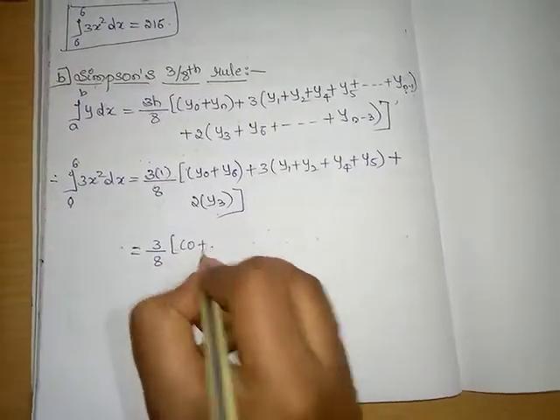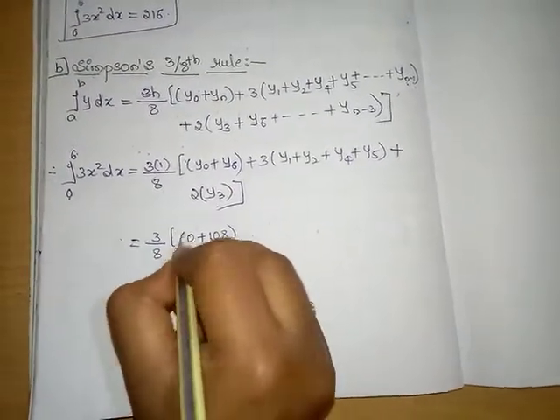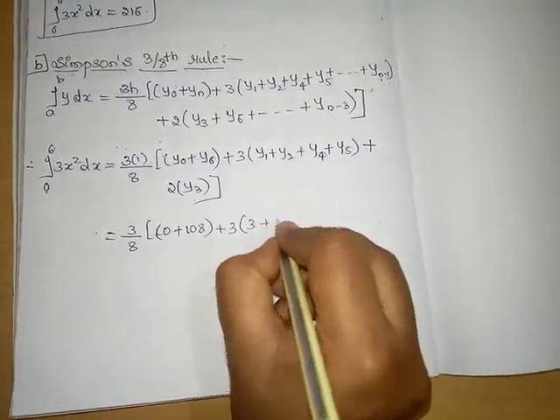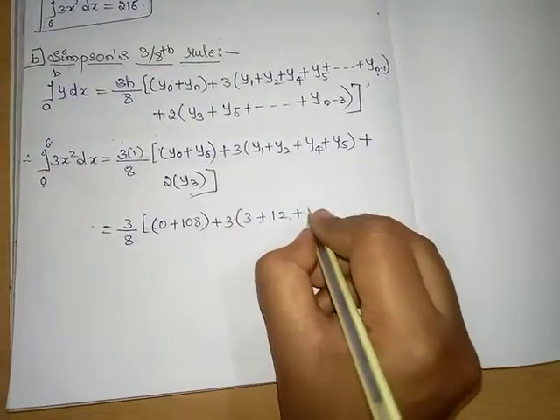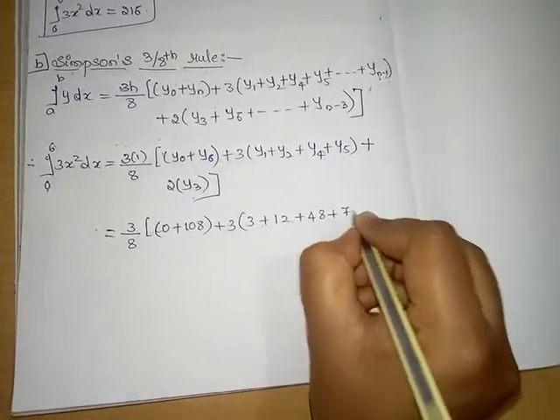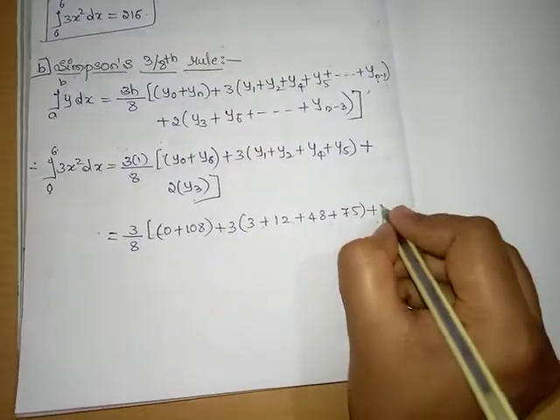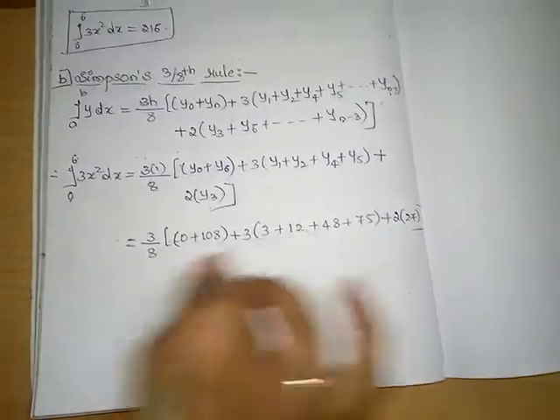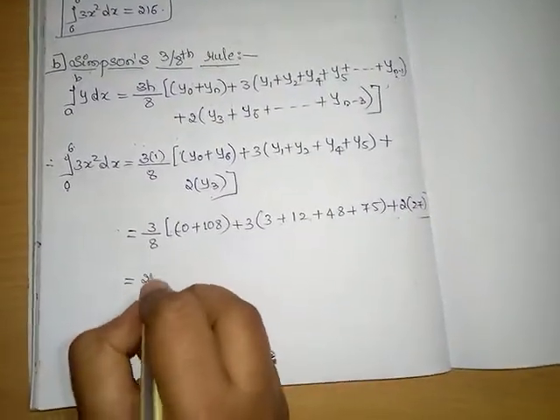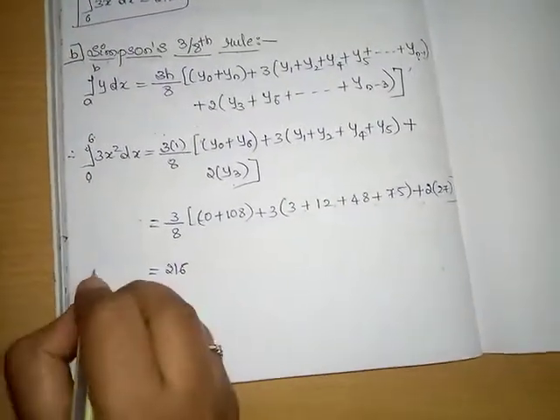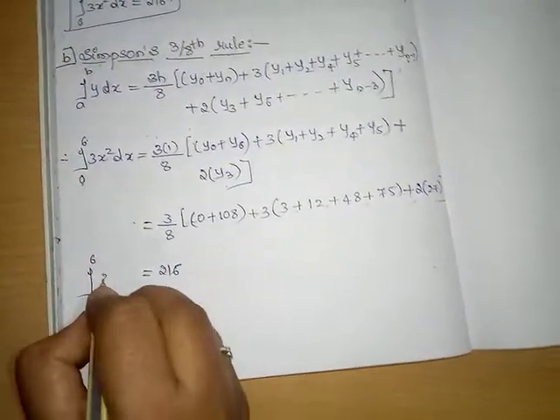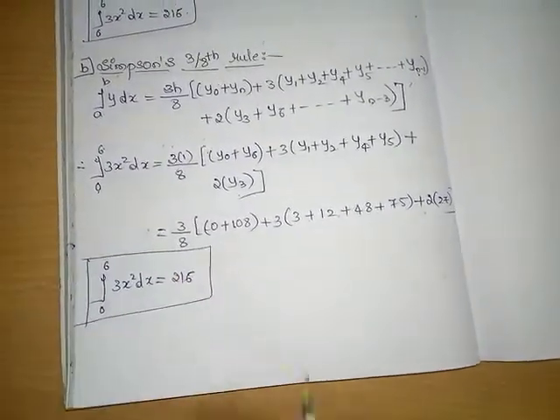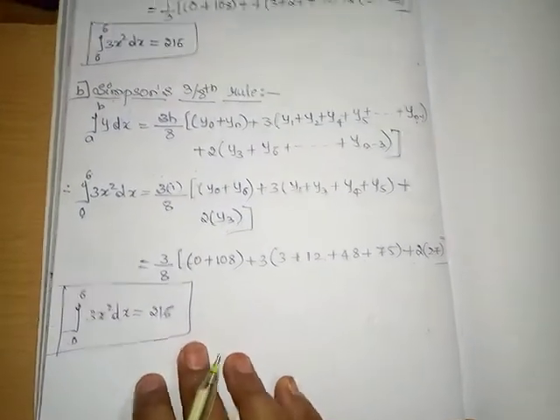into 0 plus 108 plus 3 into y1 is 3 plus y2 is 12, y4 is 48, y5 is 75 plus 2 into y3 is 27. Calculate all this, we get the answer is 216.